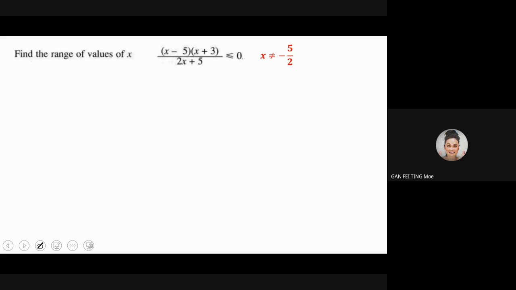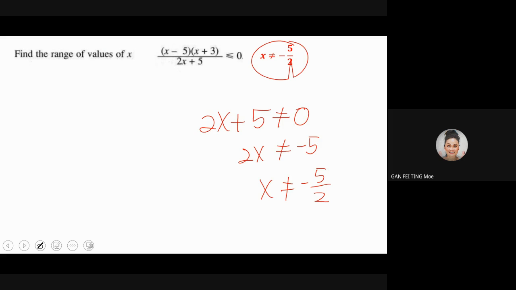First of all, remember when x is involved as denominator, as in functions as well, x cannot take the value of -5/2, because if x is involved as a denominator, there's a chance that the denominator turns into 0. So just to do some refreshment, the denominator 2x plus 5 cannot be 0. So 2x cannot be -5, so x cannot be -5/2. This is how you get this.